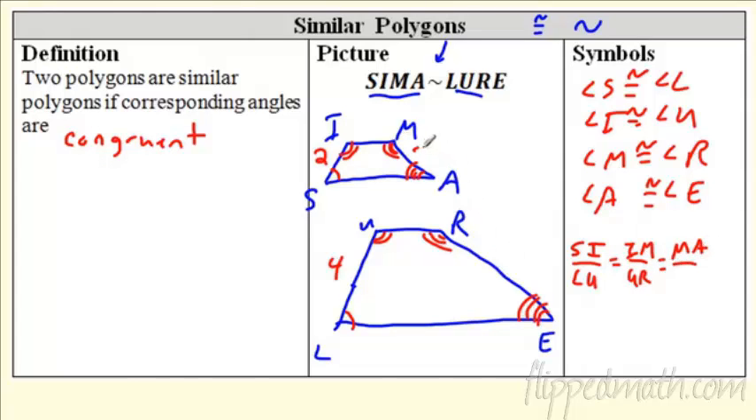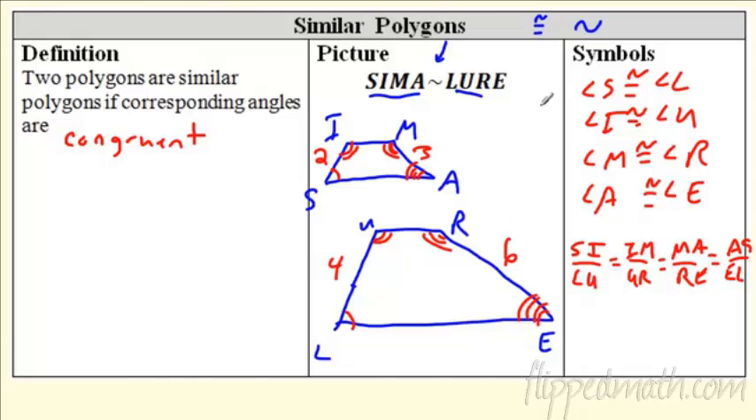to RE. So let's say that was 3. If MA is 3, what does RE have to be? Boom, it has to be 6 because it's twice as big, or you can say the top one is half the size of the bottom one, which again has got to be the same as what? AS has got to be the same as LE or EL. It doesn't really matter.